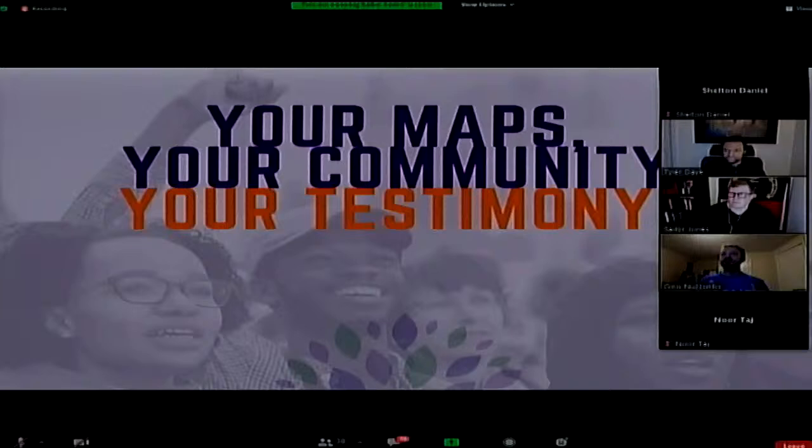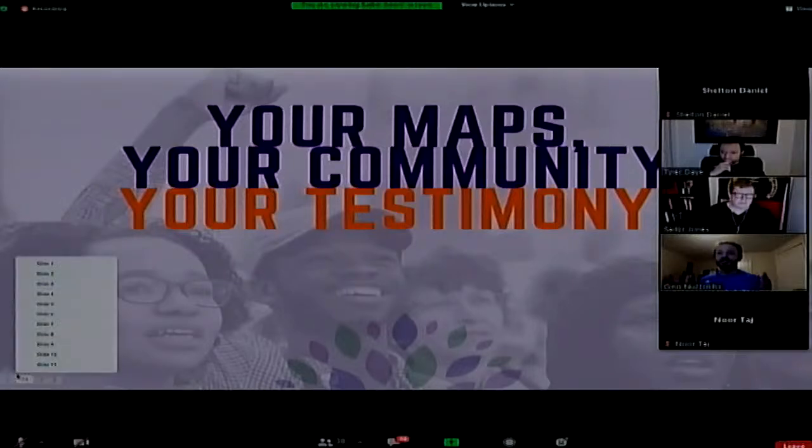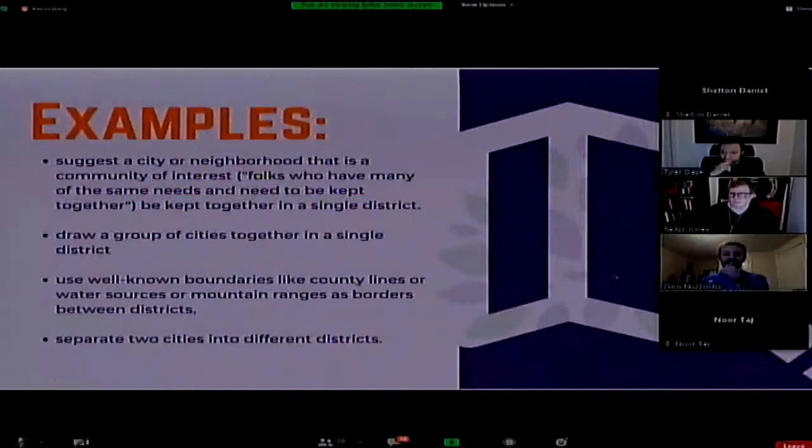But there's some common kinds of community testimony asks and things you could specifically ask for. You could be asking for a city or a neighborhood to be kept together in a single district. I know there's a city in eastern North Carolina that's currently split between two counties, and maybe you want to keep that whole city together. You also might want to draw a group of cities together in a single district or use well-known boundaries for your districts. These are all kinds of things that you can ask for, and this kind of testimony is the best for people who have lived in their communities for some time.